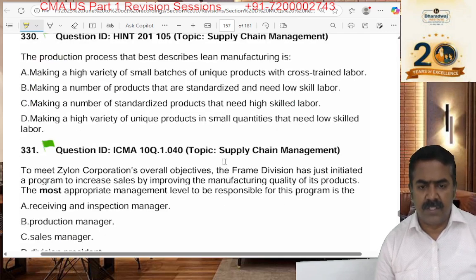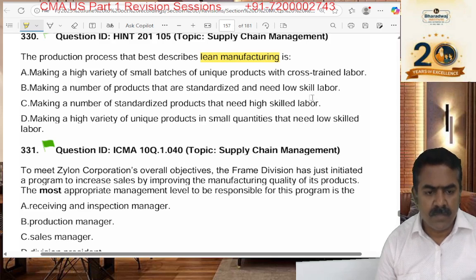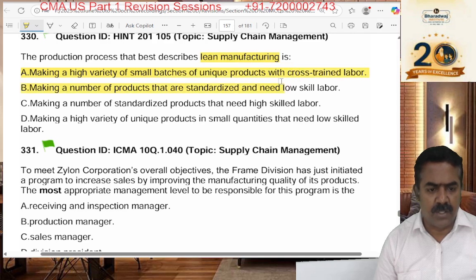The production process that best describes lean manufacturing is... Low skilled labor is not lean production. Standardized products, not standardized product. High variety unique products in small quantity with low skilled labor, no. So I hope A should be the option. Making high variety of small batches of unique products that will add value to the customer.